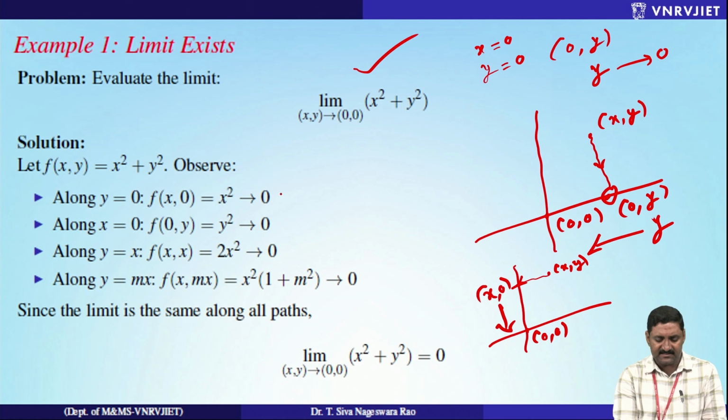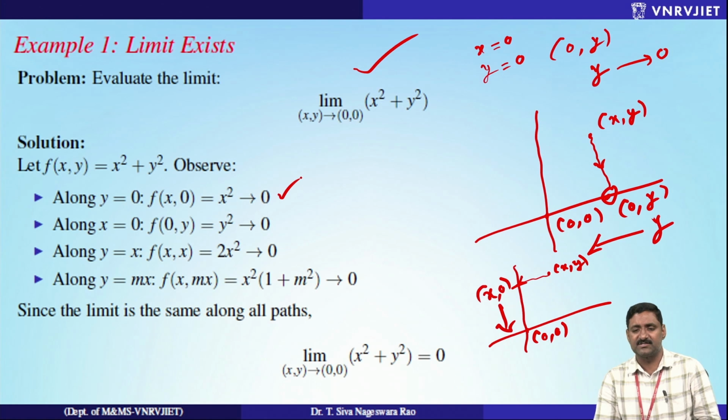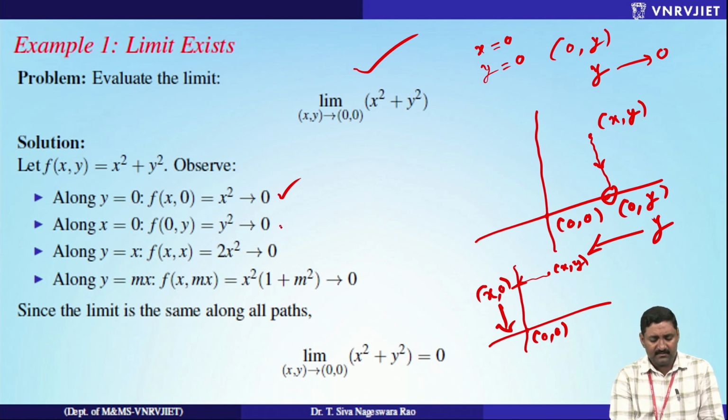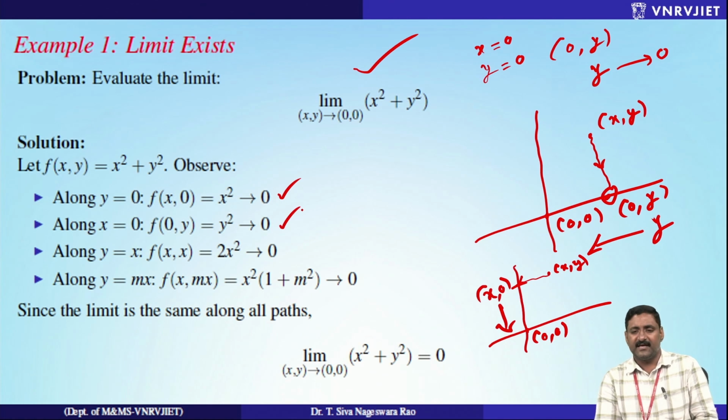First if I am taking this, put y is equal to 0 and later x tends to 0. You will get 0. And this one, fix x value and y tends to 0. This is the second path.